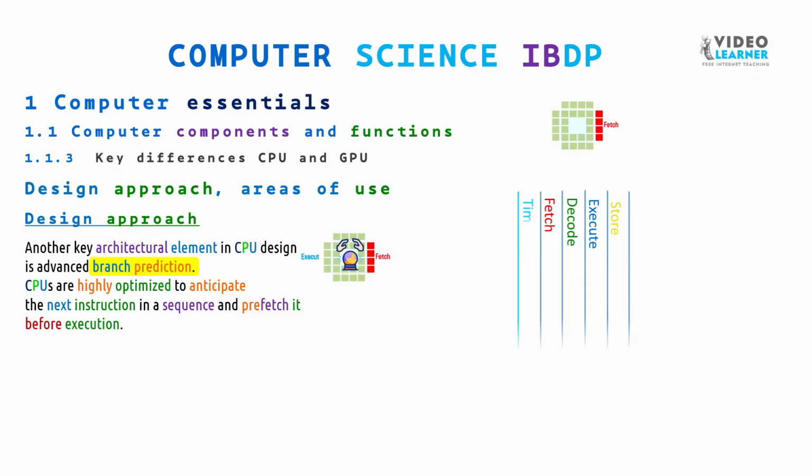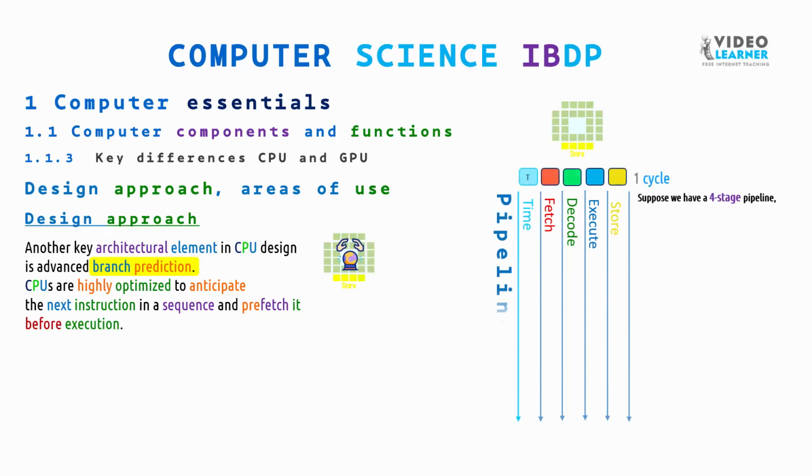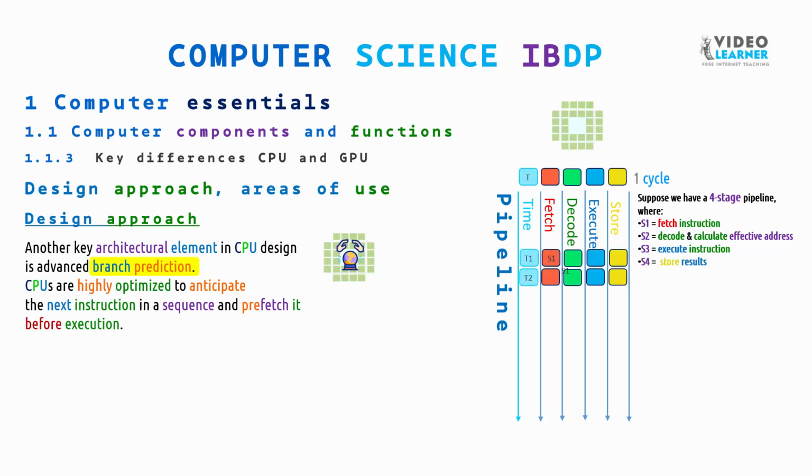Now let's see how it works. Suppose we have a 4-stage pipeline where S1 equals fetch instruction, S2 equals decode and calculate effective address, S3 equals execute instruction, and finally S4 equals store results. As you can see, the CPU doesn't wait.